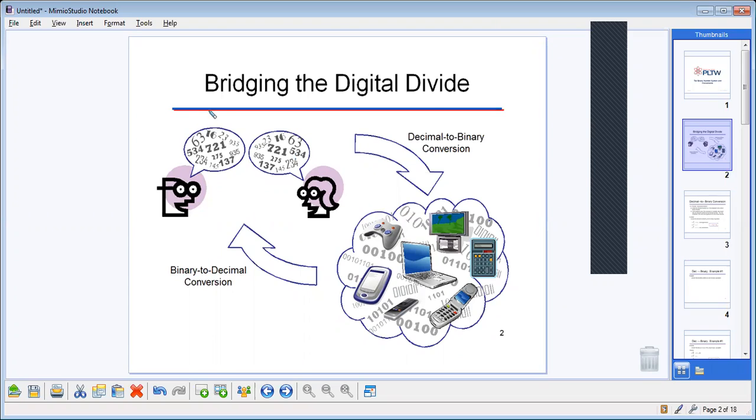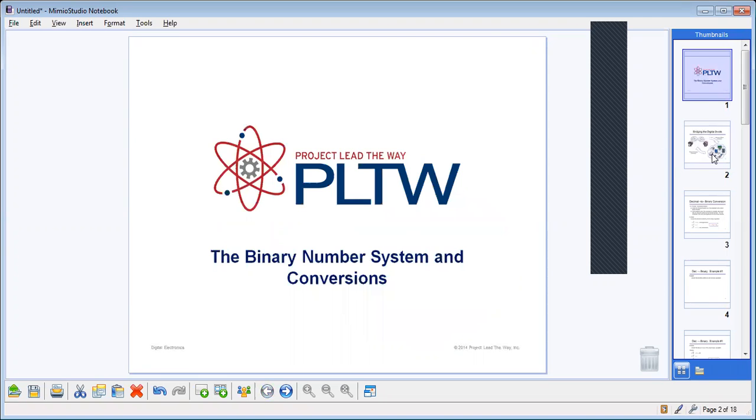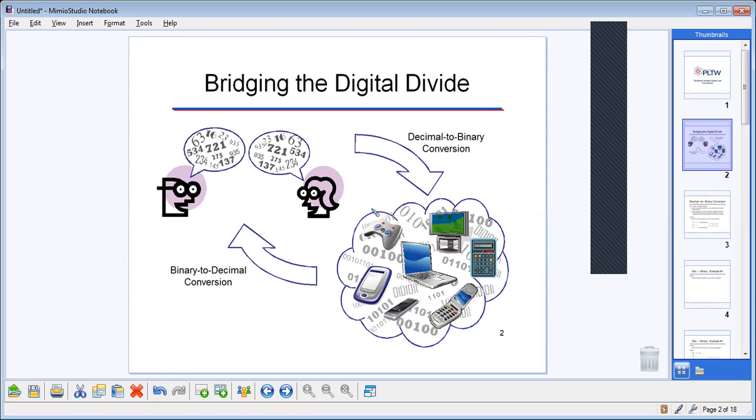So why are we going to study binary numbers? This is for Unit 1.2.3, binary number system and conversions. And why do we need binary numbers? Well, binary numbers make it possible for us to have these items right here.